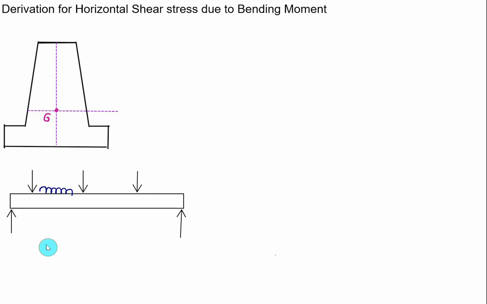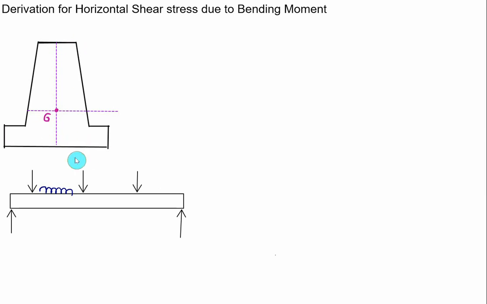Now let's develop the equation for the horizontal shear which is due to the bending stress. For this purpose we'll consider one single plank, and the cross section of the plank is shown here. We'll take a variable width from top to bottom.